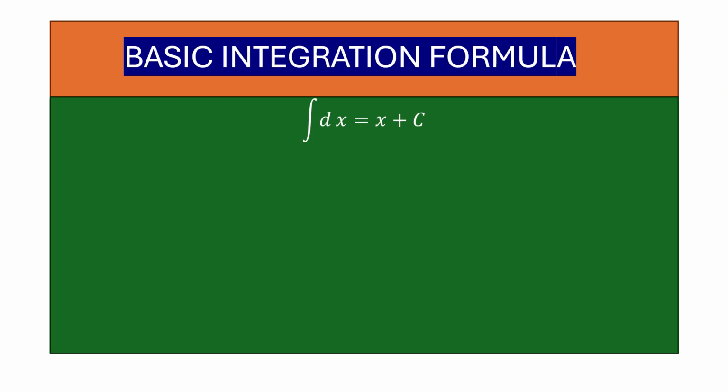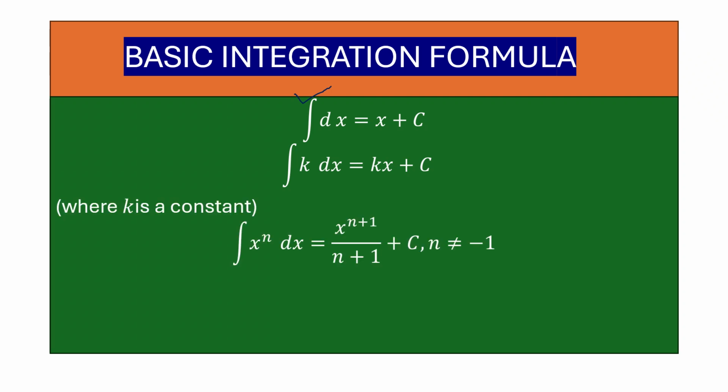So if you integrate dx, that will be x plus c. Or if you take integration of k dx, students, please remember the sign what you see, this sign is basically the sign for integration. So integration of k dx will give you kx plus c, which is constant. And k is also a constant.